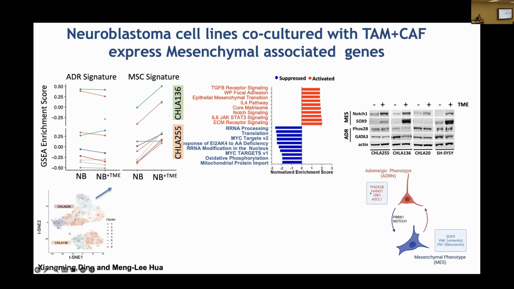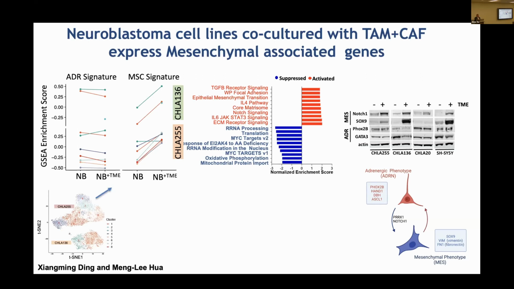On the bottom is the clustering overlaying both of the two cell lines, one at the top and one at the bottom. They're either treated with TAMs and CAFs, which we call TME, or not. And for each individual cluster that maps on top of each other, we ask the question, are they enriched for these mesenchymal signatures or adrenergic signatures? And with the co-culture, almost all of the clusters had an increase in the mesenchymal signature.